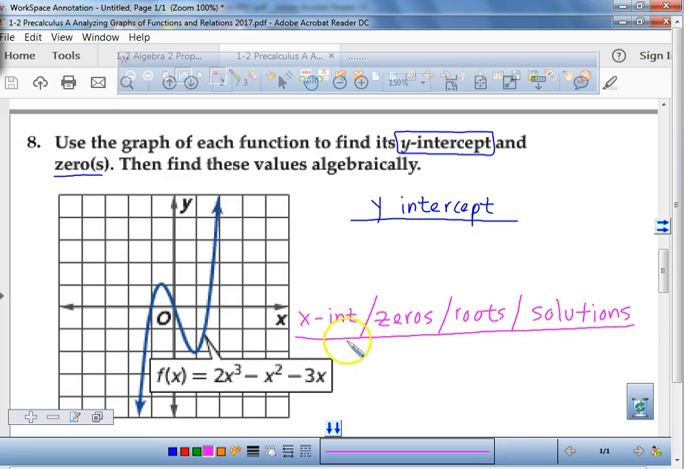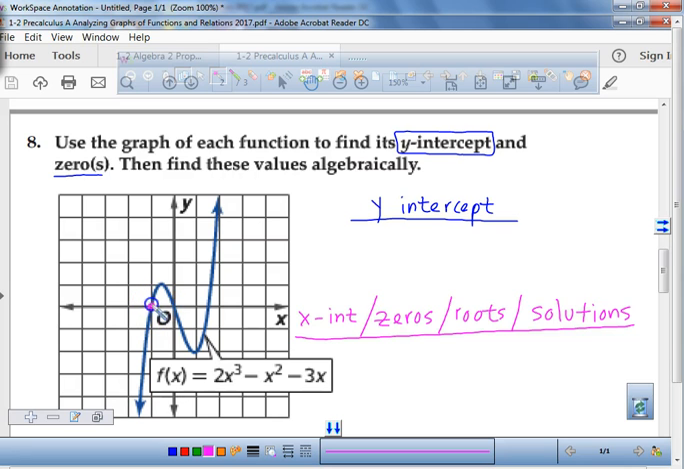But Emily, if I ask you what are the x-intercepts, and then Bailey, what are the zeros, and Jade, what are the roots, and Dylan, what are the solutions, I'm actually asking you the exact same question, just using different words. So how many zeros, roots, or solutions do we have in this particular one?